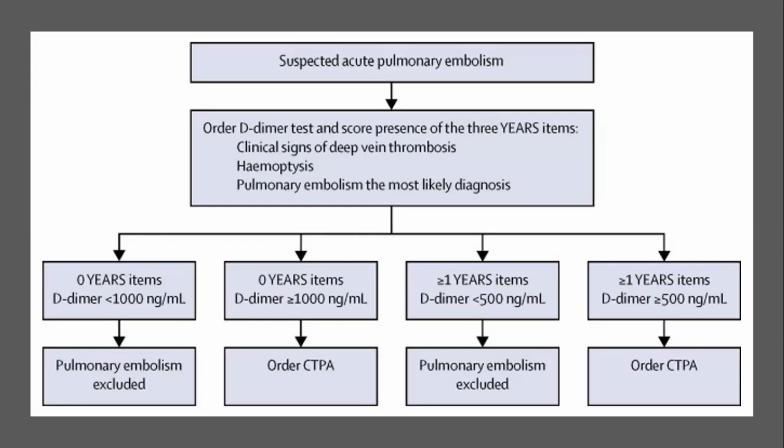They did think of age-adjusted D-dimers in this, but they noticed if they do that, they'll actually do more CTPAs, and they would have missed 4 of the confirmed PEs. So they concluded that age-adjusted D-dimers would have doubled the sensitivity of the YEARS criteria. So it's something to keep in mind. I like this algorithm. It's quite easy to follow.